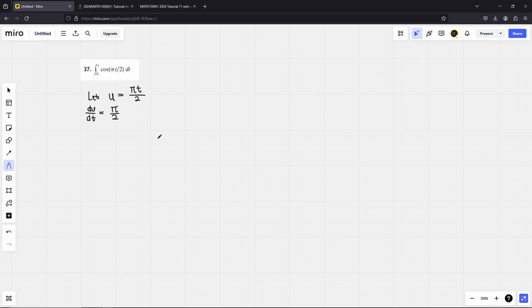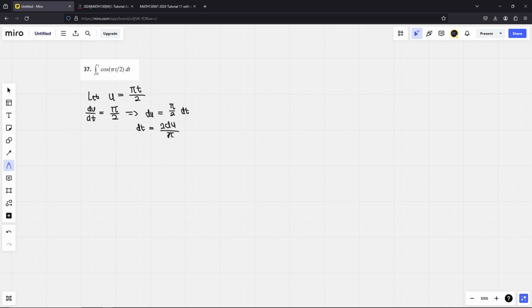Okay, but now I'm going to get dt alone. How do I get dt alone? Well, this is the same thing as du is equal to π/2 dt, and then if I divide both sides by π over 2, dt is going to be equal to 2 du divided by π, because if I divide by π over 2, I multiply by 2 over π.